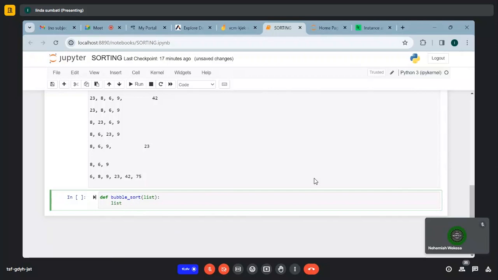So list and then length. So let's pick the length of the list. Let me not use my list. You told me not to use that. I don't know what is wrong with me. So the length, my list.